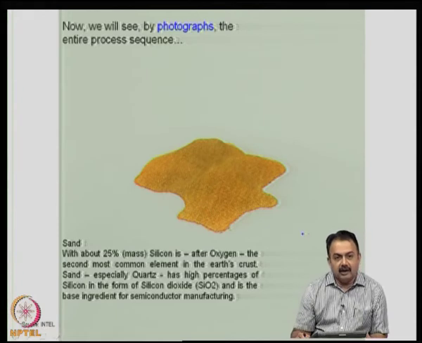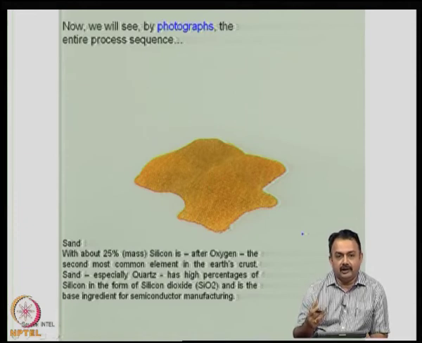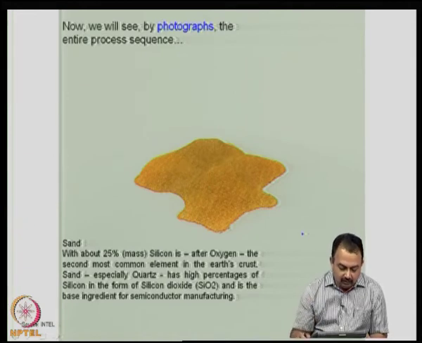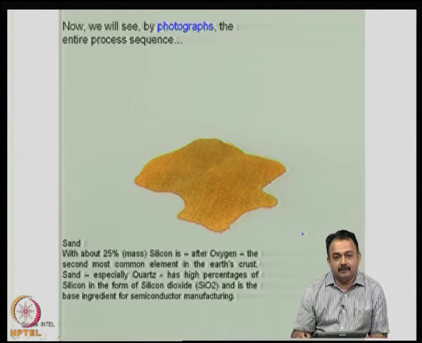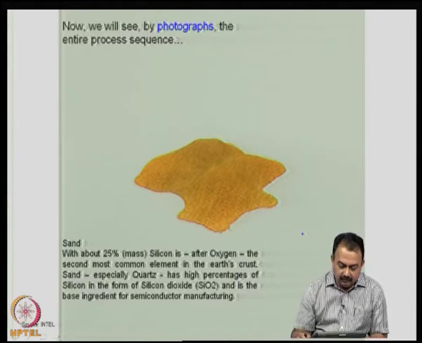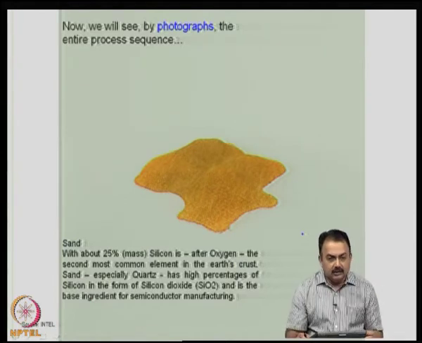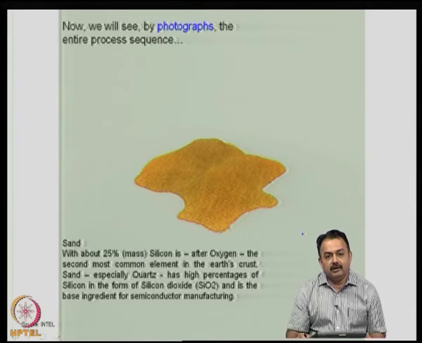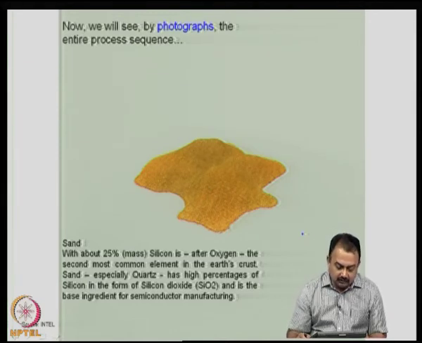So, I think any packaging engineer needs to know about this, because finally you are going to handle bare die and then package it. Now, the starting material is sand. So, with about 25% mass, silicon is the second most common element in the earth's crust, okay, after oxygen.